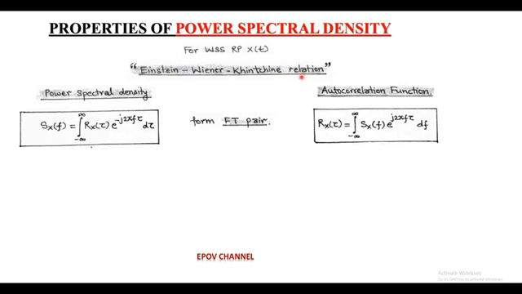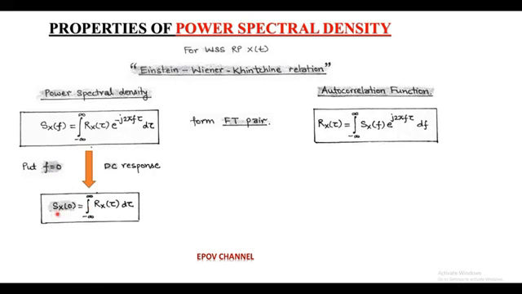This Fourier transform pair is called the Einstein-Wiener-Khinchin relation. Now, in case of power spectral density, we can find the DC response by putting f equals 0, and it equals S(0) equals integration of R(tau) d tau, which represents the total area under the autocorrelation curve.